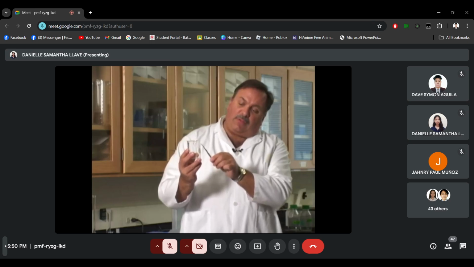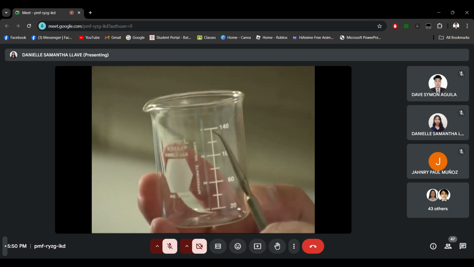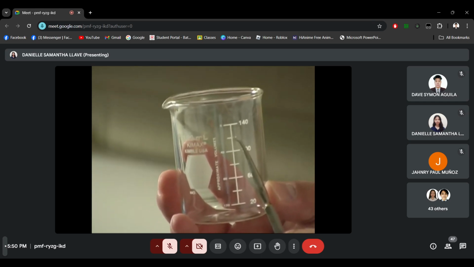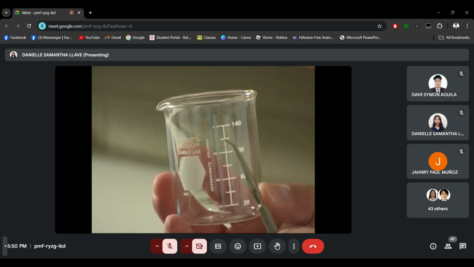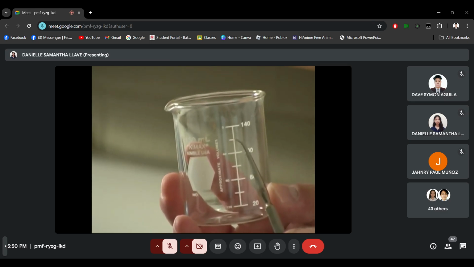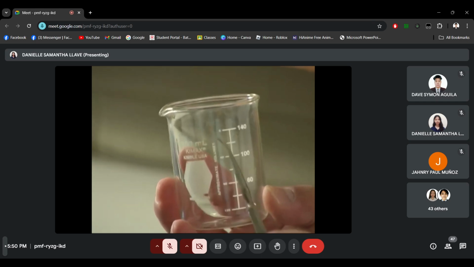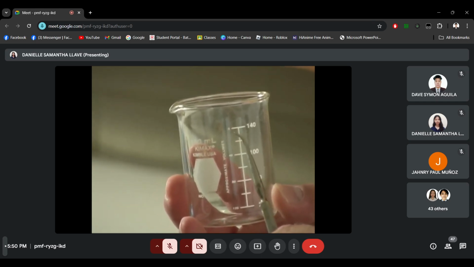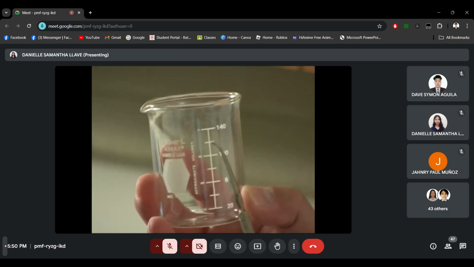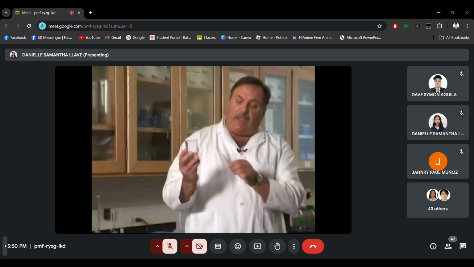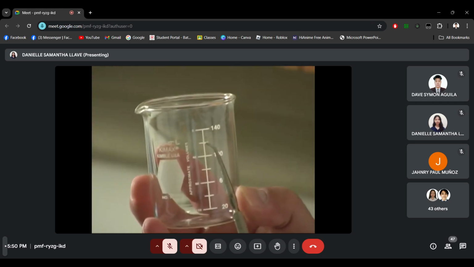One of the general rules is that each graduation here is considered to be your error. So we have 140 here, 100 here, and halfway between is 120. So we have the potential to have a 20 milliliter error. Now, if we measure the bottom of the meniscus and it's very close to the 140 mark, obviously we don't have a 20 milliliter error, but there is still some error involved when we're measuring.